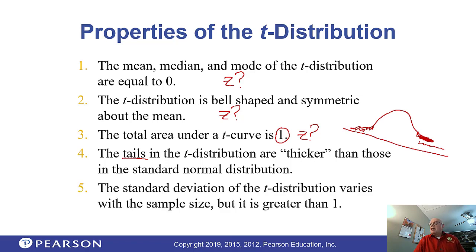Also, the standard deviation is different depending on the size of the sample. Remember that's n? And it's greater than 1. For z, it was equal to 1. For the t, not quite the same.